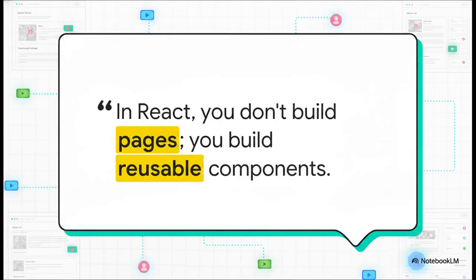So, the crucial point here is this. In React, you don't build pages, you build reusable components. If you create a slick little latest news subcomponent for your sidebar, you can easily reuse that exact same component on your homepage, your about page, or really anywhere else. You write the code once and you just use it over and over again.